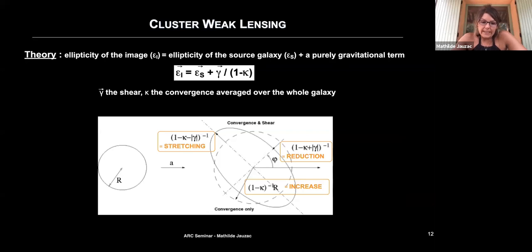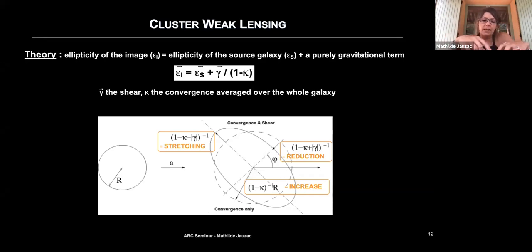So then we move on to weak lensing. We're basically in the outskirts of clusters. In theory, weak lensing is pretty simple because it's what we call the linear regime of lensing. Basically, in the weak lensing regime, only the ellipticity of your source is going to be distorted by your cluster. So the ellipticity you observe, the ellipticity of the image, is equal to the ellipticity of the source, the intrinsic ellipticity of the object, plus a lensing term, which is gamma over 1 minus kappa, gamma being the shear and kappa being the convergence.